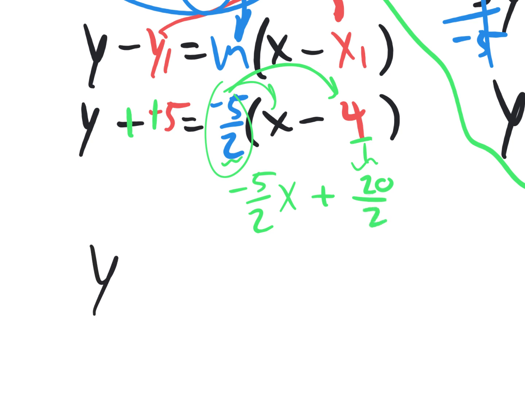So what I really have is y plus 5 equals -5/2 x, and then plus 10.